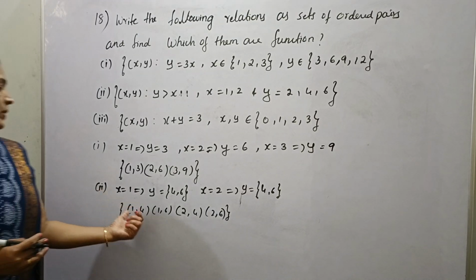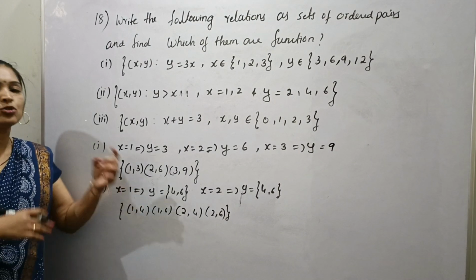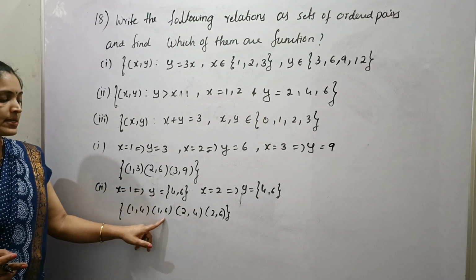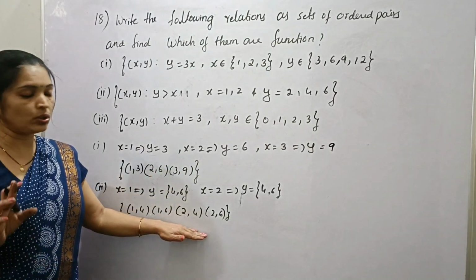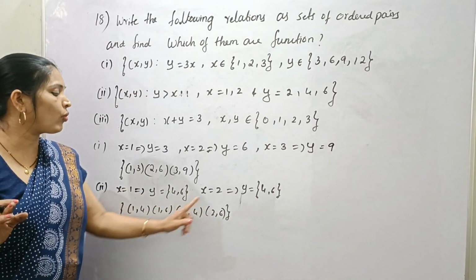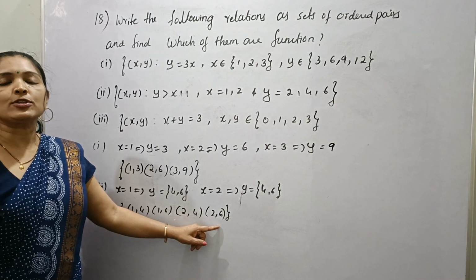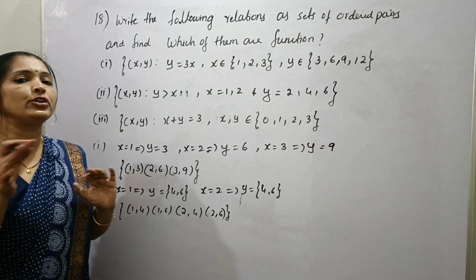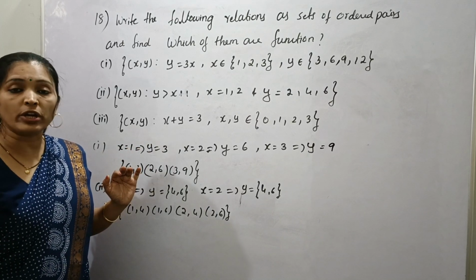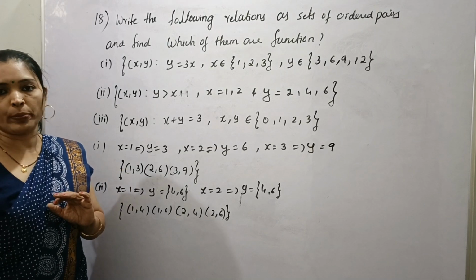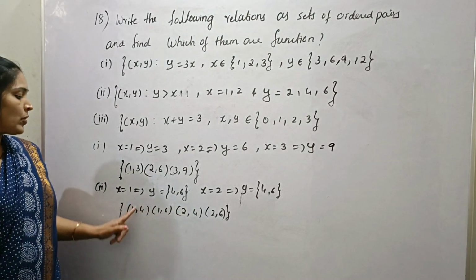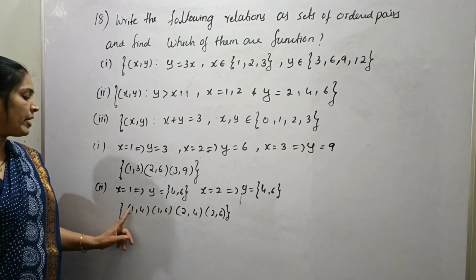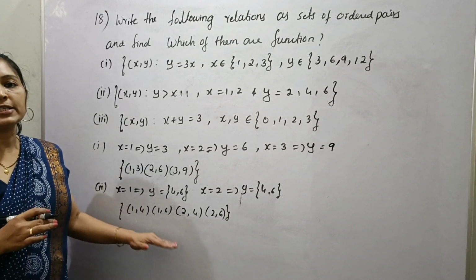And here, this pre-image 1 has two images, 4 and 6. Here also, 2 has two images, 4 and 6. Therefore, it is not a function. In a function we know that every element of the domain has only one image in the codomain. But here 1 has two images. This pre-image has two images, therefore it is not a function.